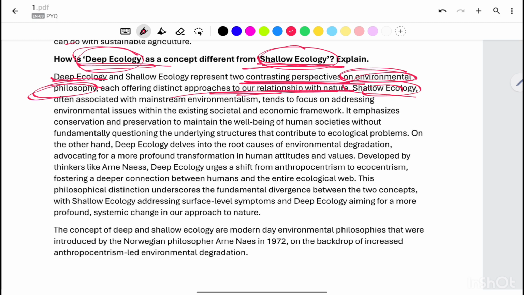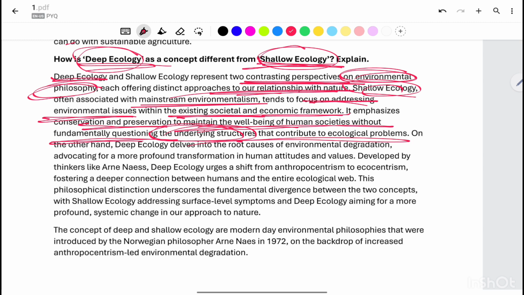Shallow ecology, often associated with mainstream environmentalism, tends to focus on addressing environmental issues within existing societal and economic frameworks. It emphasizes conservation and preservation to maintain the well-being of human societies without fundamentally questioning the underlying structures that contribute to the ecological problem.